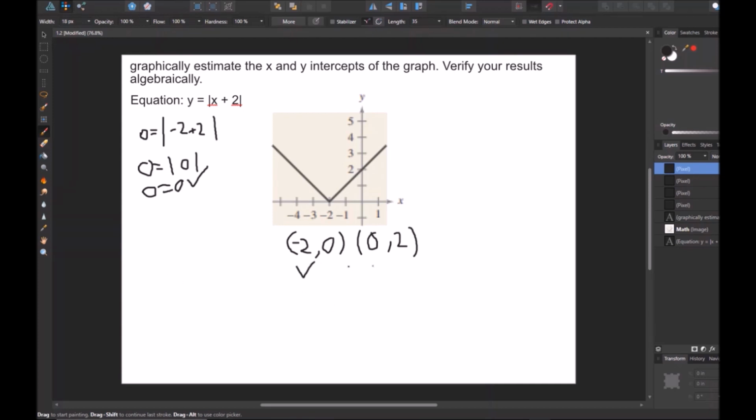Now we do the same thing for (0, 2). I'm going to plug in 2 for y and 0 for x. So we have 2 equals the absolute value of 0 plus 2. Well, 0 plus 2 is just 2, and the absolute value of 2 is still 2. So we have 2 equals 2, which is a true statement, which means that this is the y-intercept.